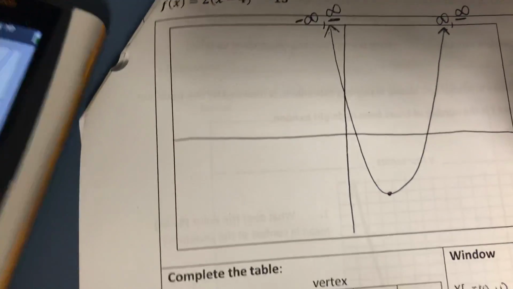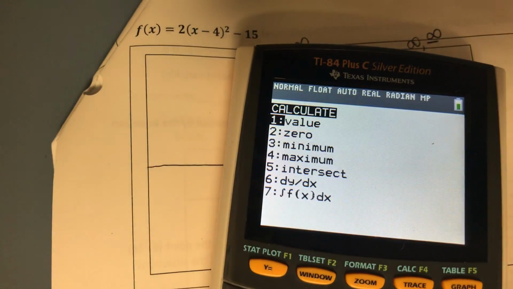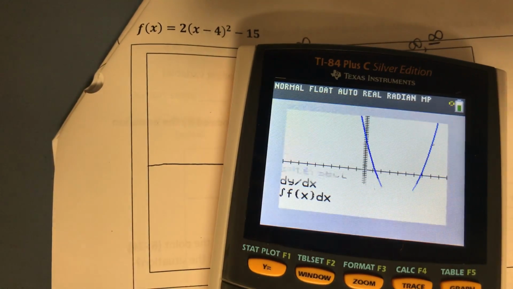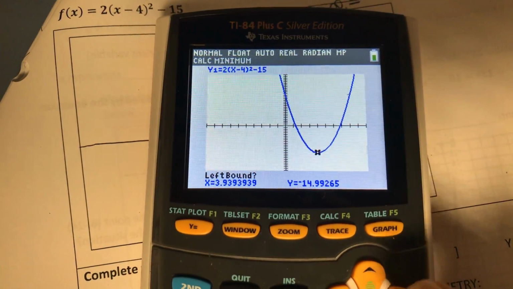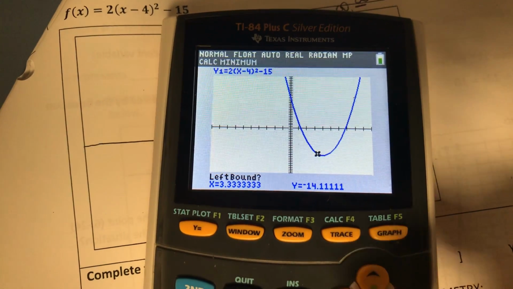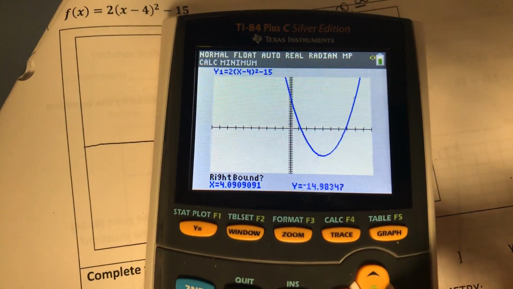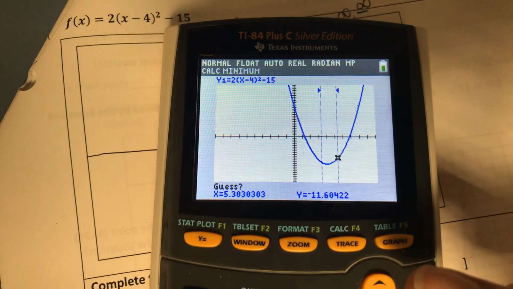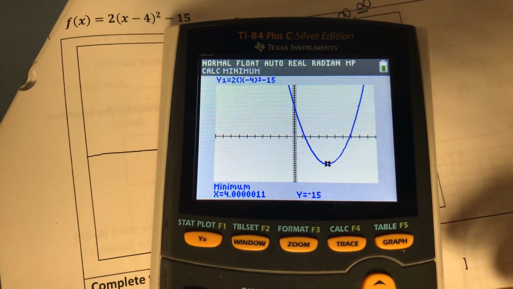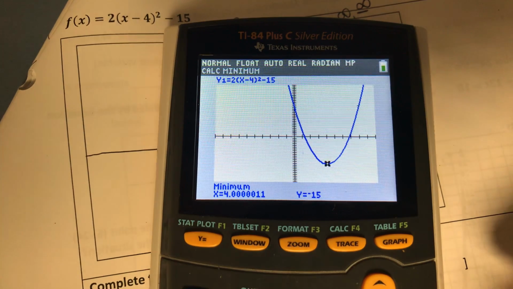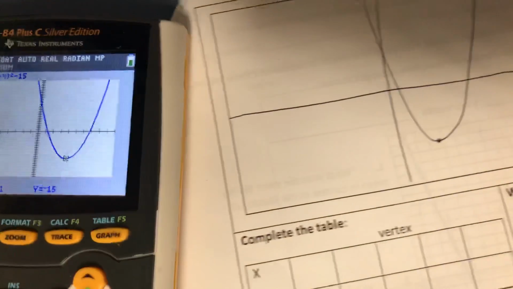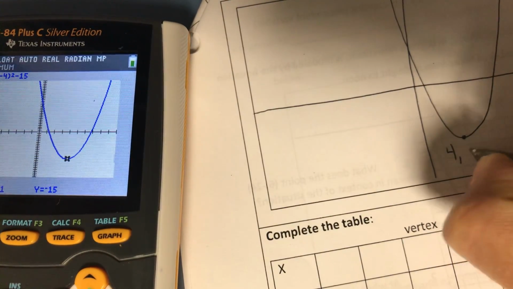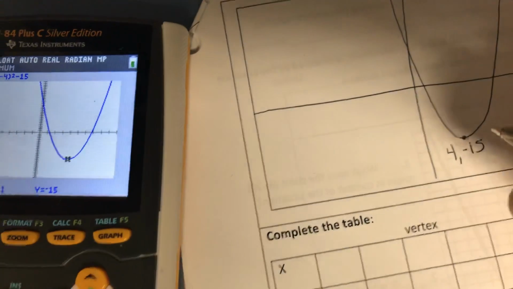My y-intercept, let's start with the vertex down here. So again, I need to go to second trace. That is a minimum, so I'm going to choose option 3. I'm going to move my cursor to where I think it starts, then move left, hit enter. Then I'm going to move to the right of it, hit enter, and then enter for guess. This time, let's round to the nearest tenths on this worksheet. So 4 and negative 15. Now, if your answer pops up different, if we round, we should still be okay.